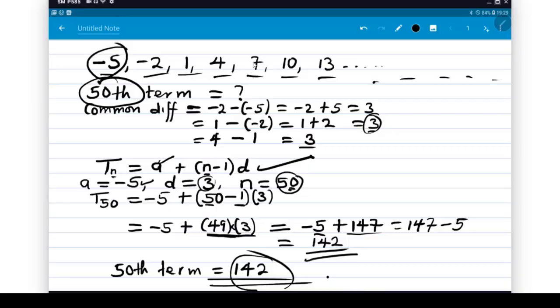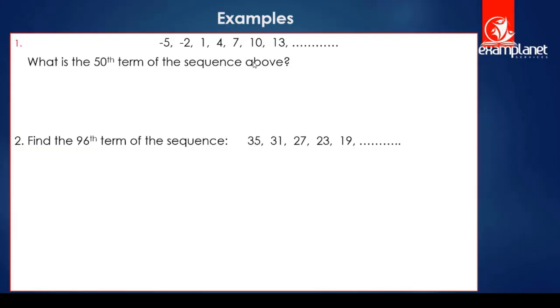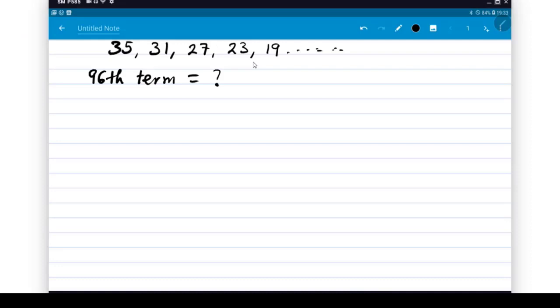Now example 2. It says find the 96th term of the sequence 35, 31, 27, 23, 19, and so on. So here we are finding the 96th term of this sequence. Let's see if there's a common difference so that we can apply our formula. From the sequence, it is obvious that this has a common difference.